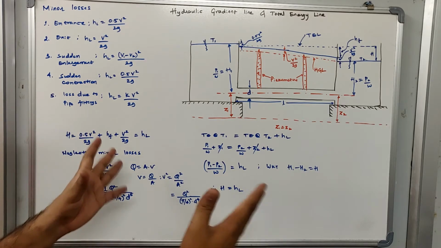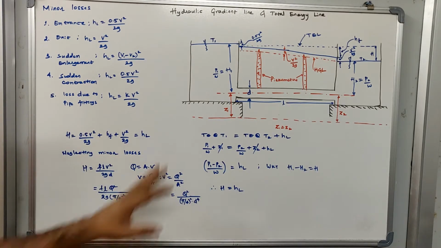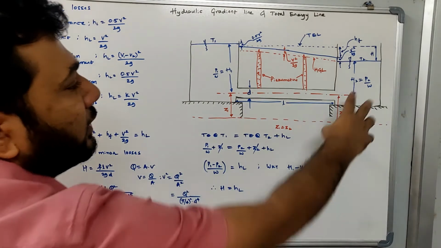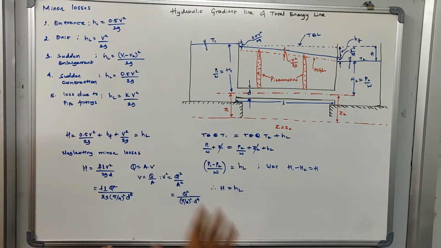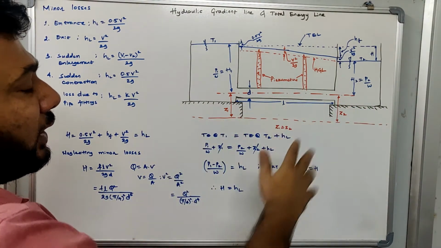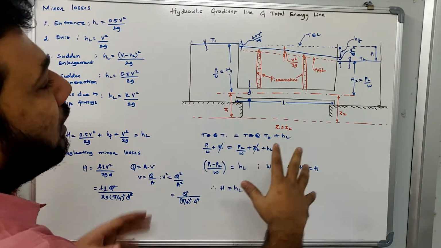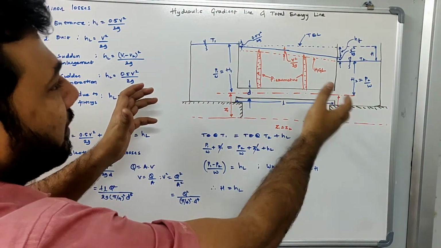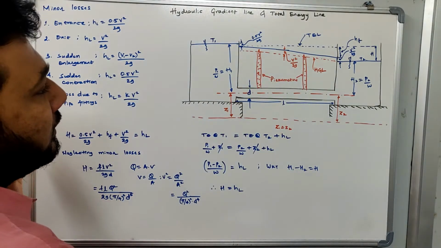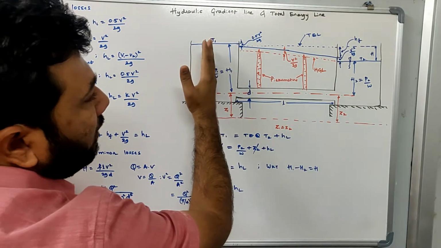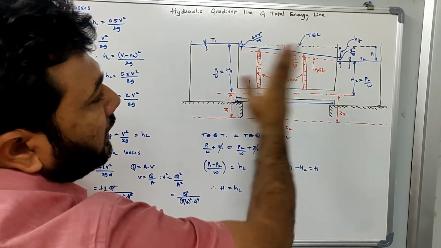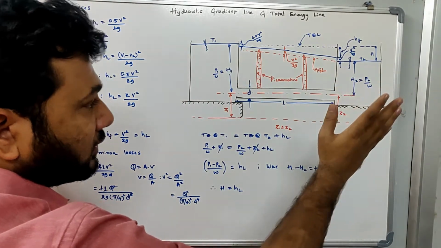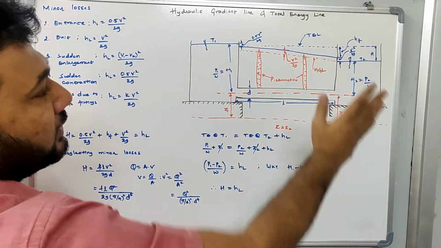I'm going to take this example where there are two tanks. This is your tank 1 and this is your tank 2. Tank 1 and tank 2 are connected by a pipe which has a length L and diameter D. Now what we need to understand is, when water travels from tank 1 to tank 2, how much energy is lost. We need to calculate how much energy is lost.